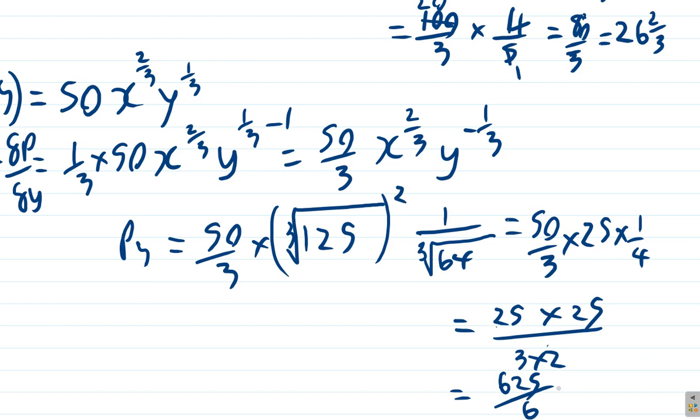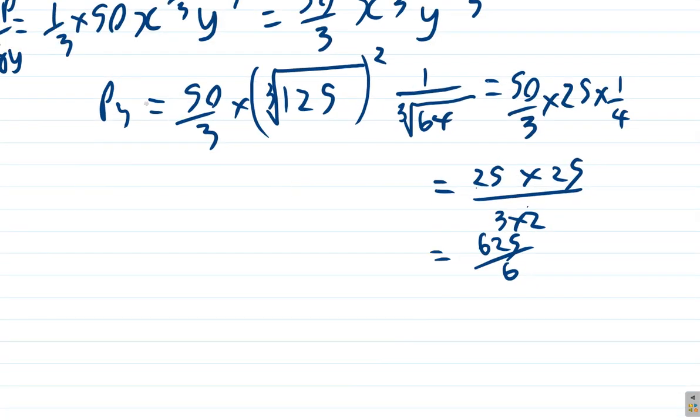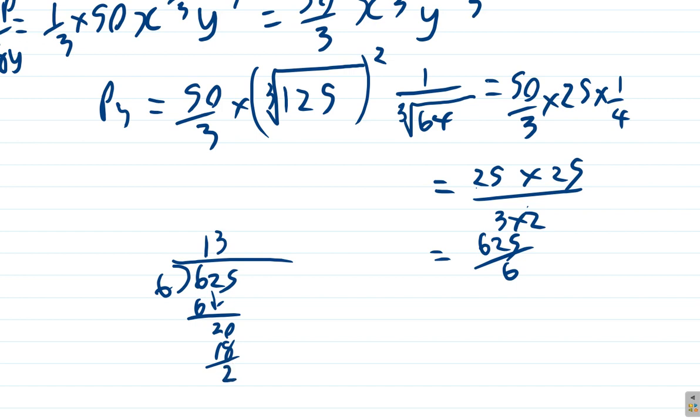Alright? So, here now, 625 divided by 6. What does that give us? If we use long division, 625 divided by 6, 6 into 6 goes 1 time, 6. Subtract, bring down the 2. 6 into 20 goes 3 times, 3 by 6 is 18. 20 minus 18 is 2.